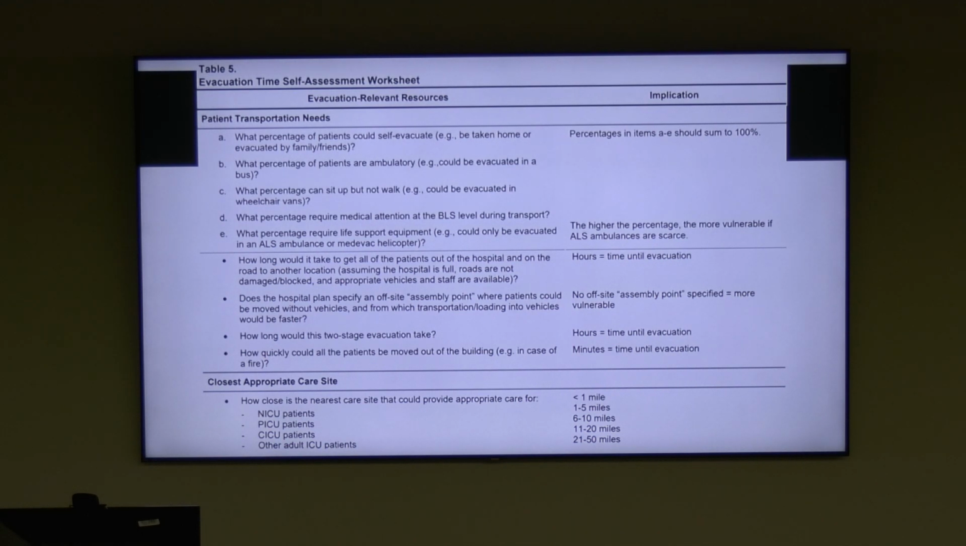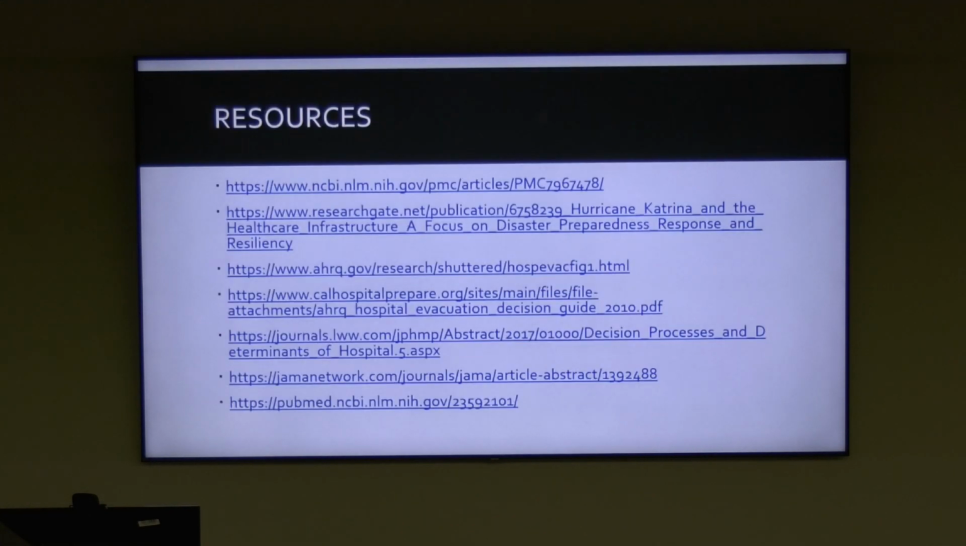I haven't really listed it, but another aspect of the self-assessment is talking about whether roads are damaged and what the realistic possibilities are of actually evacuating a patient. And these are all things that the self-assessment worksheet helps to determine, so you don't overlook any aspect of the evacuation.